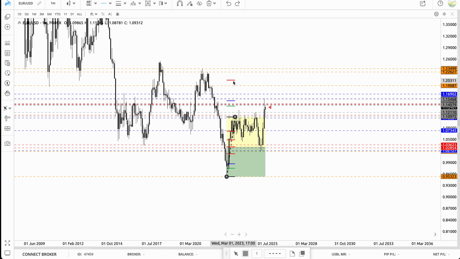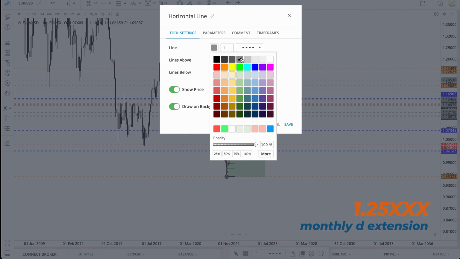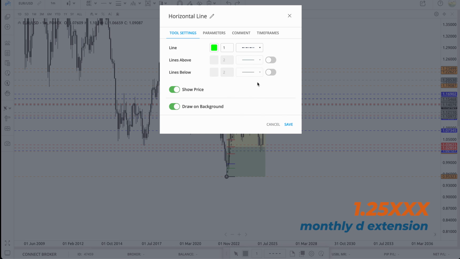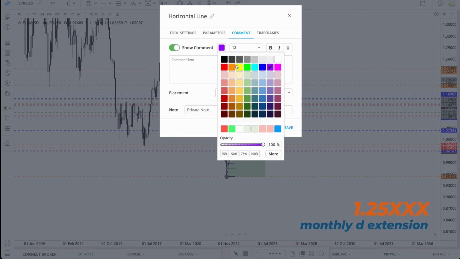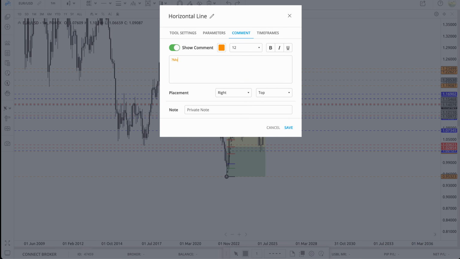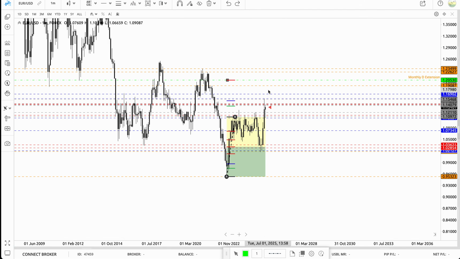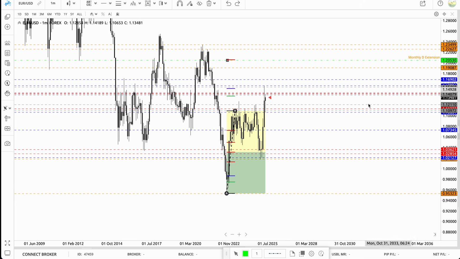So it's red to red, green to green, blue to blue, black to black. My D extension is going to be at 1.25, I think that is. And I'll double check it. We're going to label it. We're going to say monthly D extension. If I can spell today, y'all, I think that's right.